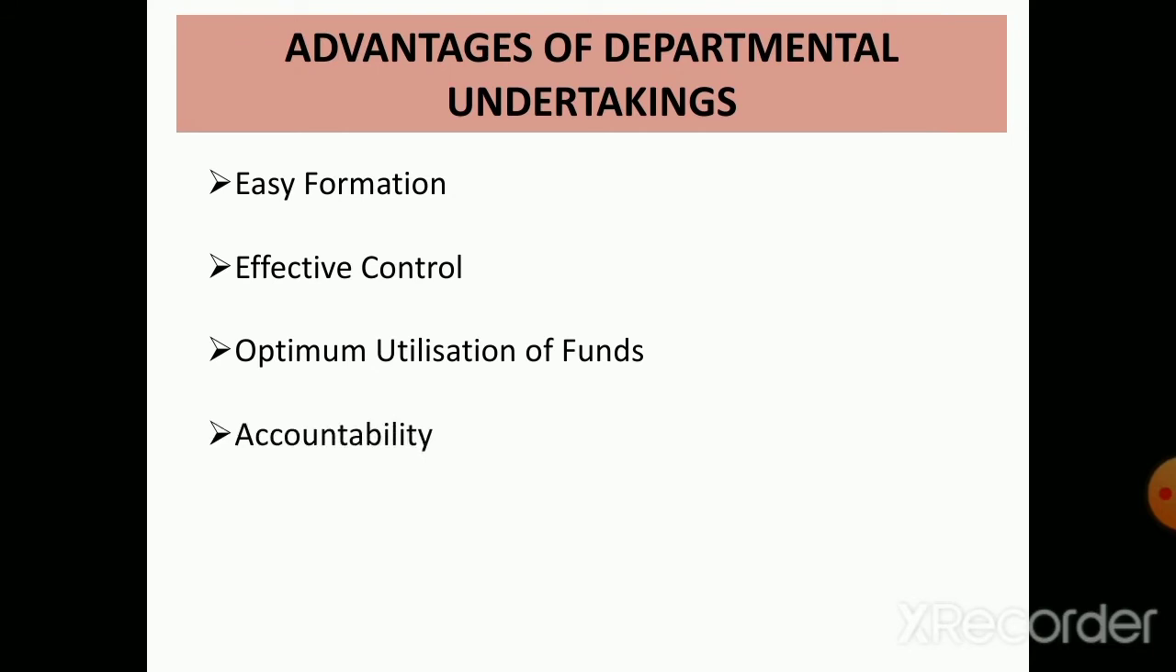Fourth is accountability. So there is direct parliamentary control because the performance of departmental undertakings is discussed in parliament. So there is public accountability. Last is public revenue. The revenue of departmental undertaking is deposited in the treasury of the government. We have discussed this in the features of departmental undertaking. So these undertakings help to increase the government revenue.